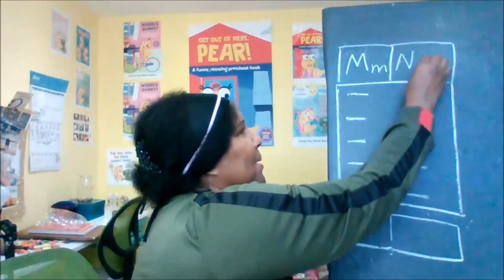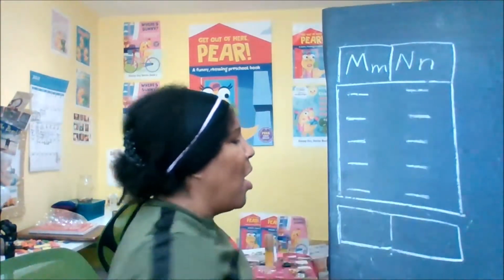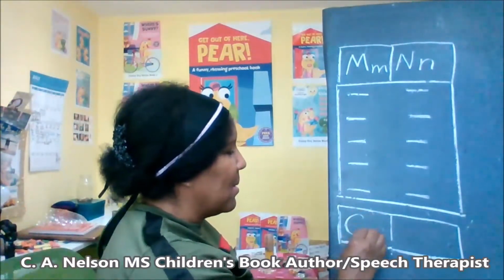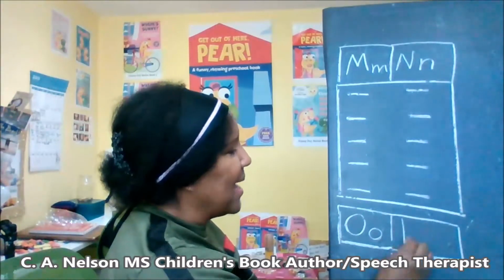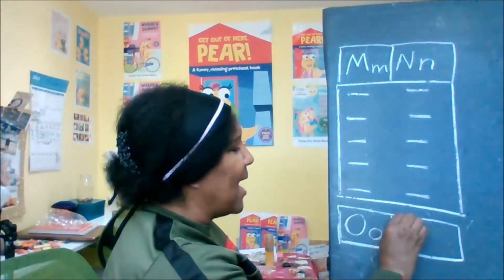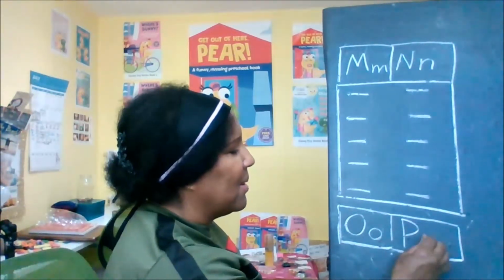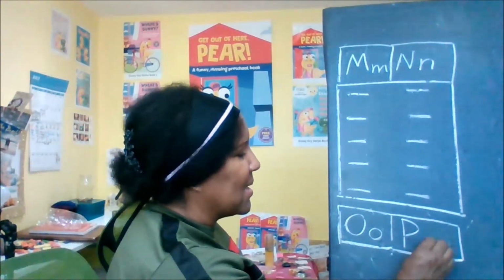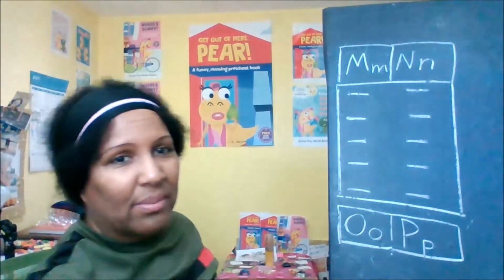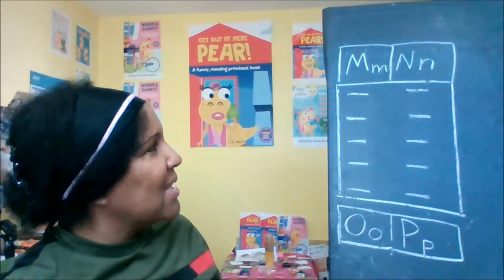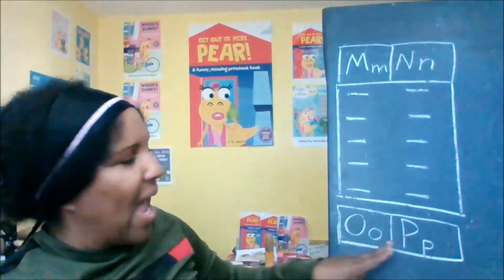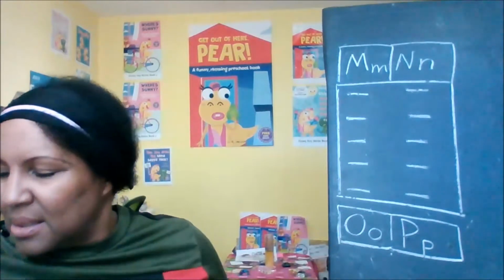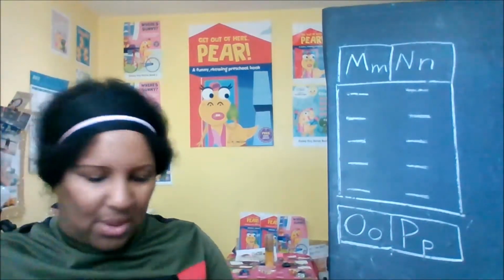Up, down, up, and down, up, down. O is the circle. Then we have P, down, back to the top, and around to the middle. Lowercase p does the same, just shorter and smaller. So let me find M, N, O, and P. Here they are, right here. Good, okay.